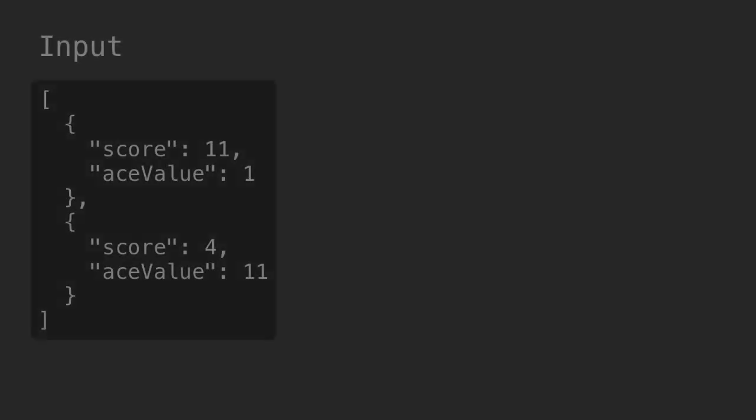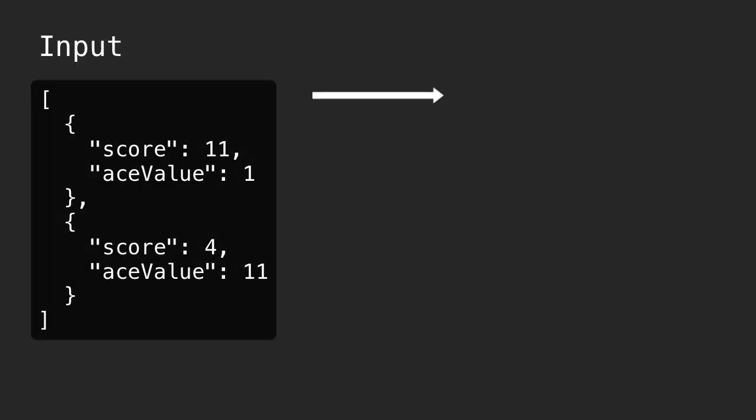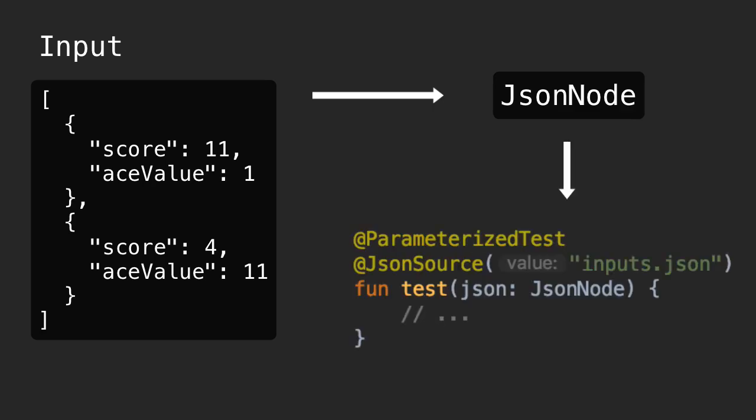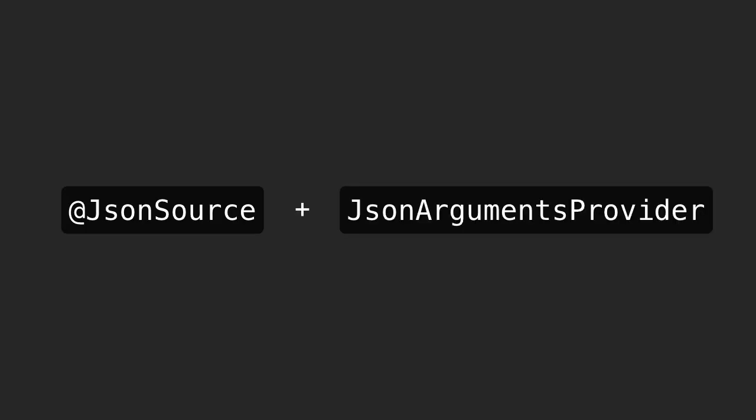Our goal is to implement a source that can understand JSON arrays and pass a deserialized JSON node to a test method. For the sake of simplicity, I will rely on the JSON databind library for this example to do the actual parsing, but this is just for demonstration purposes. Any other means of parsing JSON would work just as well. We will need a custom source annotation as well as an arguments provider that reads the annotation's data and then resolves the parameters of a test for the engine.